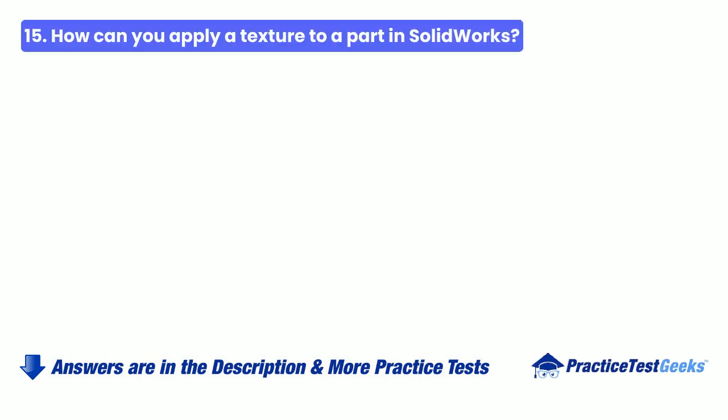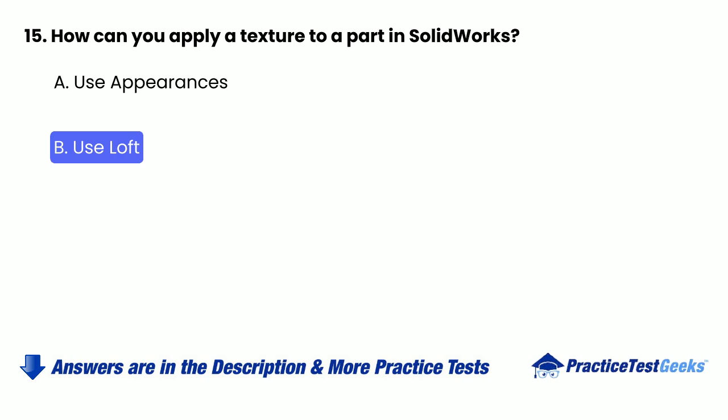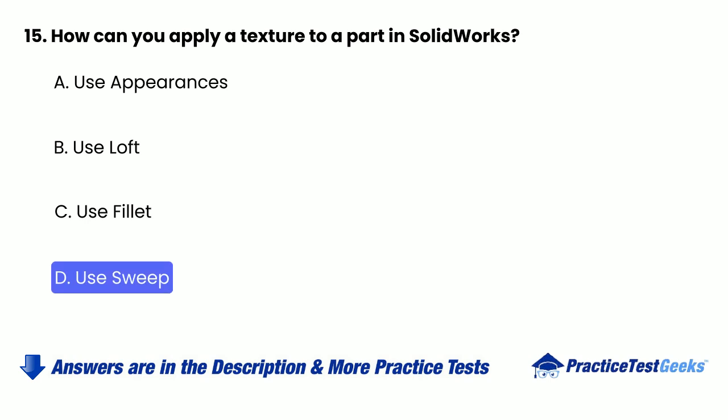15. How can you apply a texture to a part in SOLIDWORKS? A. Use appearances. B. Use loft. C. Use fillet. D. Use sweep.